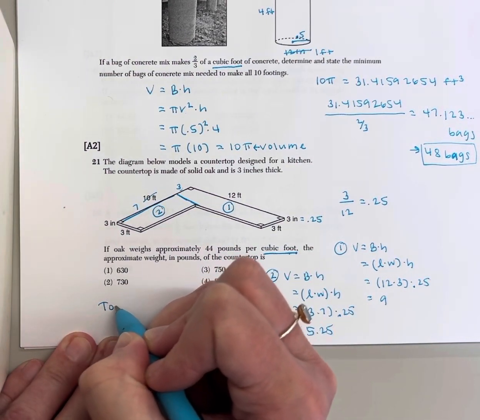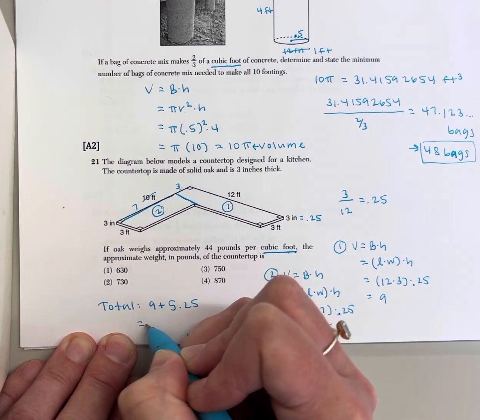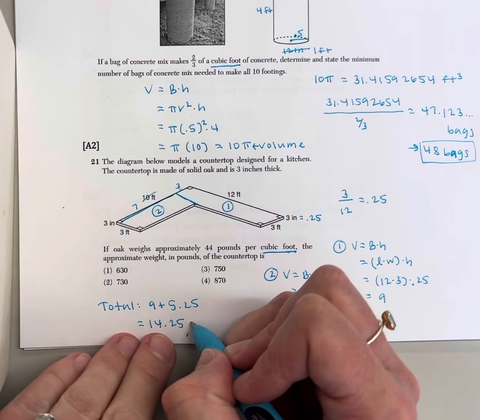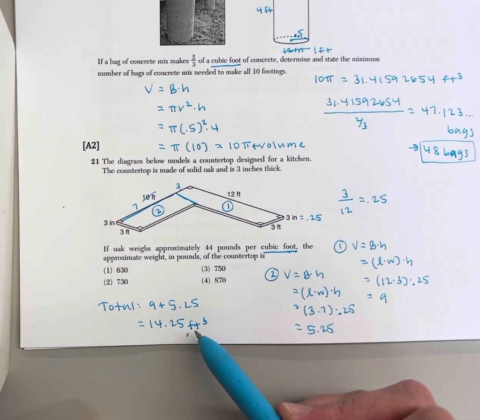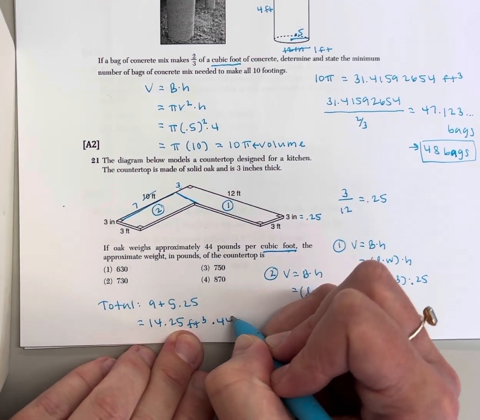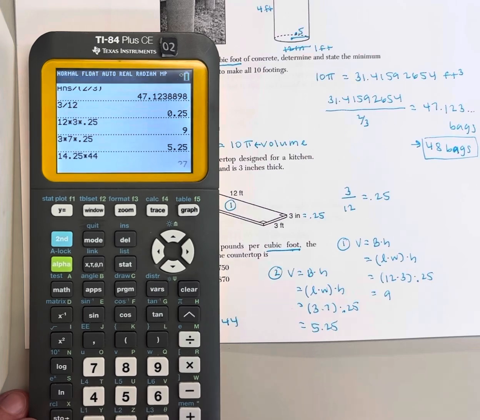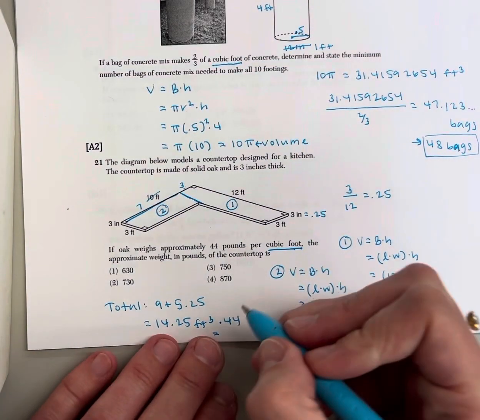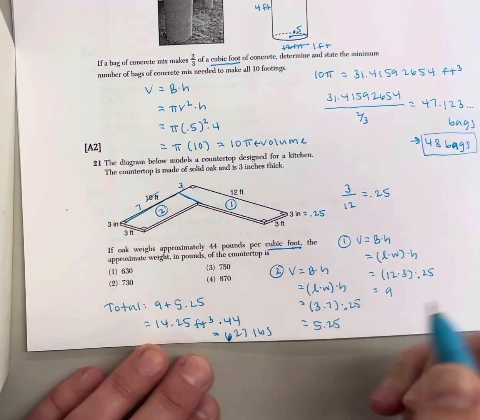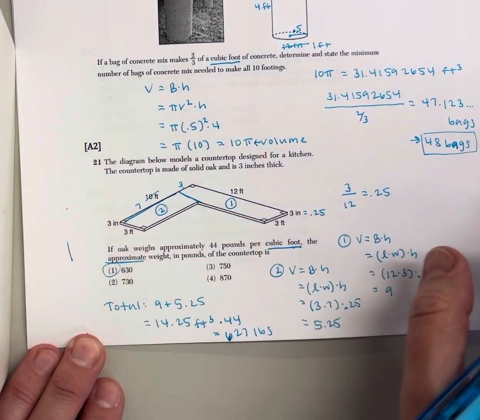So my total volume is gonna be 9 plus 5.25, which is 14.25. So this is the total volume in feet cubed. Now, every foot cubed weighs 44 pounds. So I'm gonna have to multiply this by 44 to figure out the total weight. So 14.25 times 44, 627 pounds. This says approximate weight, so that's really close to 630. It's option 1.